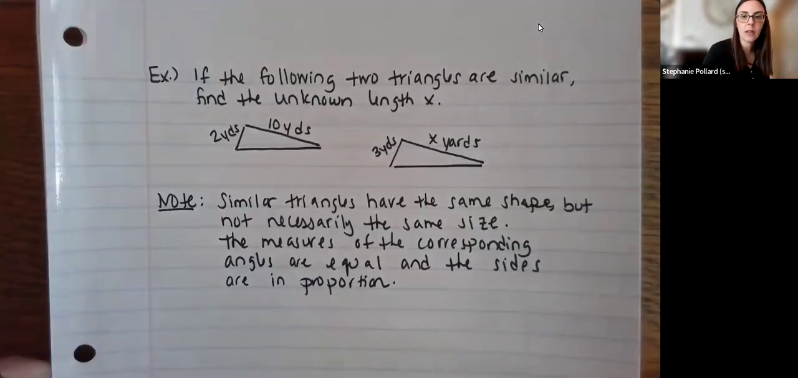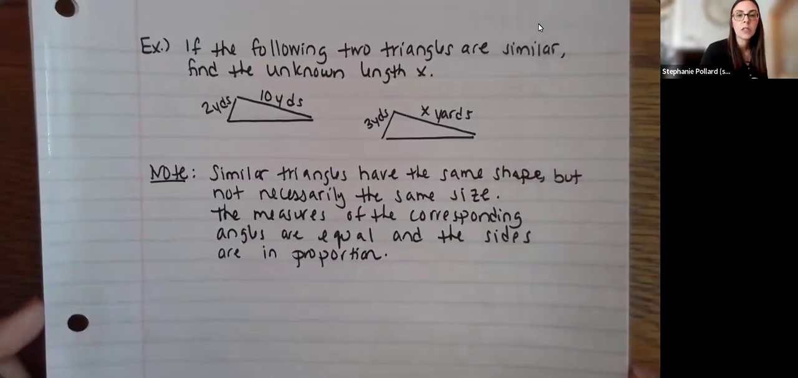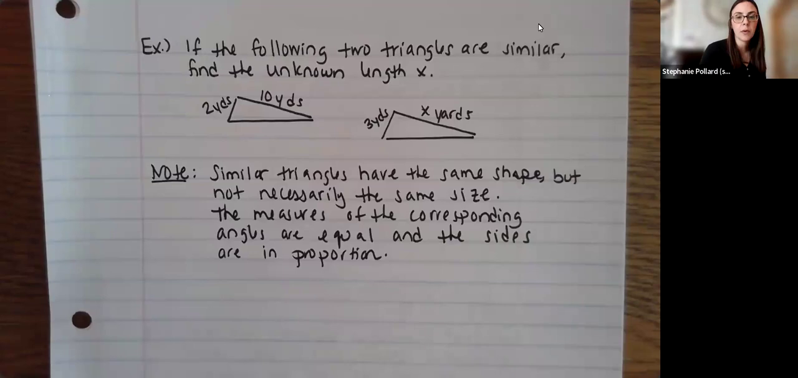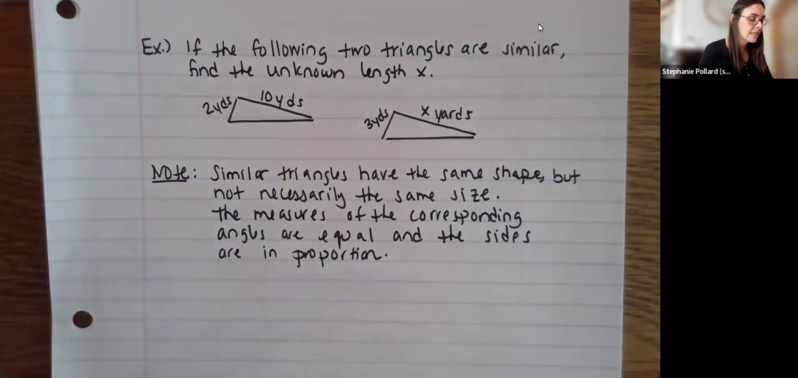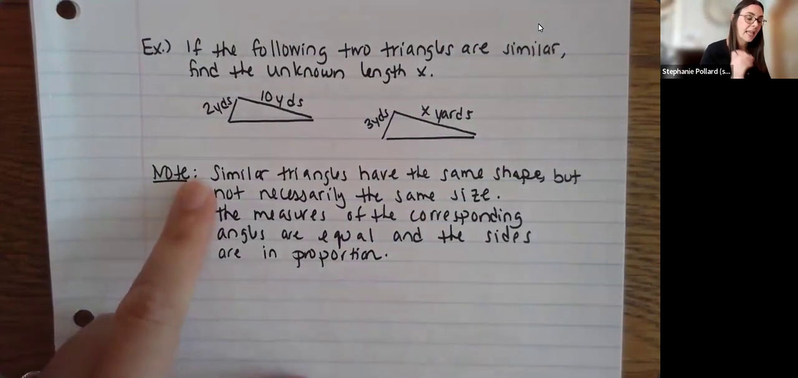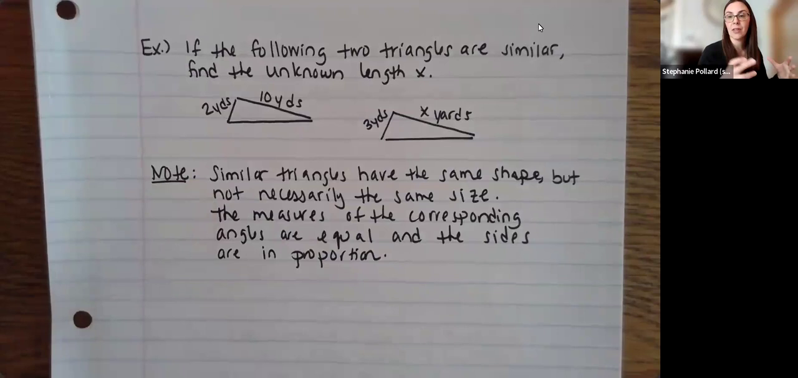All right, let's do another example. If the following 2 triangles are similar, find the unknown length, x. First of all, similar triangles have the same shape, but are not necessarily the same size. But otherwise, they should look the same. Think of it almost like a nesting doll, where again, the shape stays consistent, but the sizes are changing along the way.